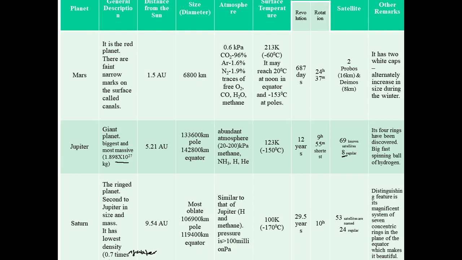Another distinguishing feature of Saturn is its magnificent system of 7 concentric rings in the plane of its equator, which makes Saturn one of the most beautiful objects in the heavens as seen through a telescope. So it has 7 magnificent rings, and that's why it is called the ringed planet. So Saturn is named the ringed planet. The red planet is Mars, the giant planet is Jupiter.